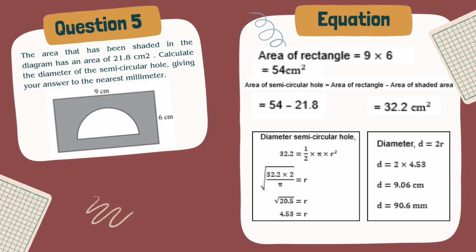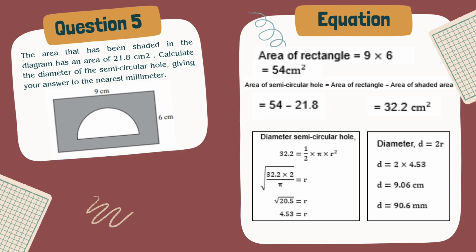But that still does not fulfill the question. To find the diameter of the semicircular, we must first find its radius. So, from the equation on the slide, the radius is 4.53 square centimeters. And the final step is to use the diameter formula, which is 2 multiplied by radius. So 2 multiplied by 4.53.